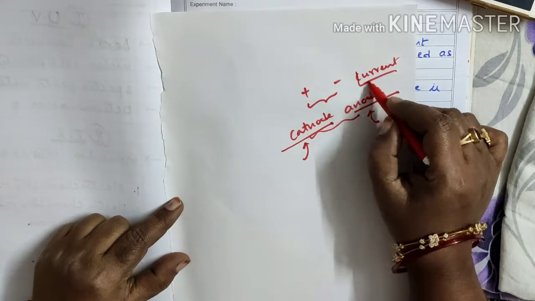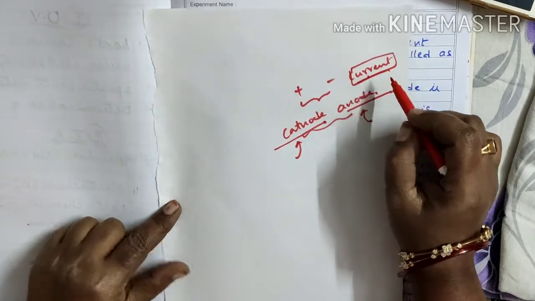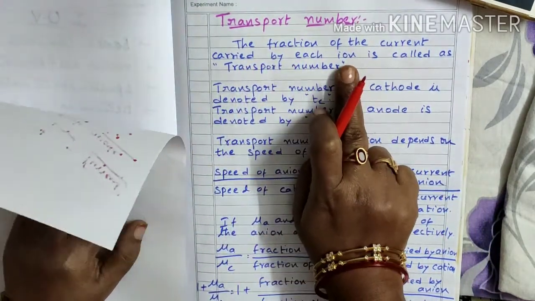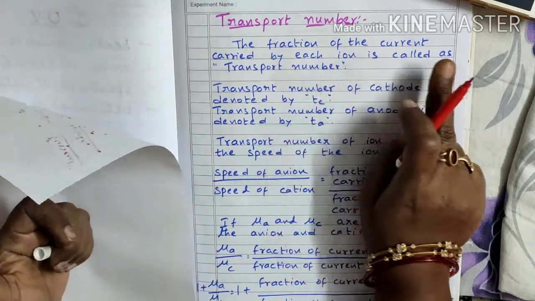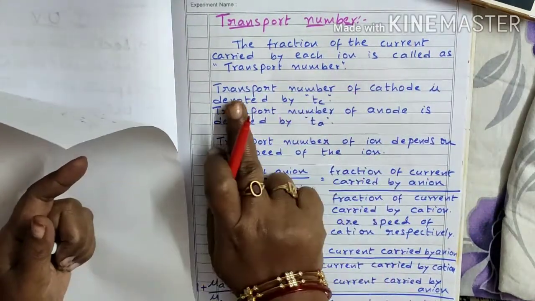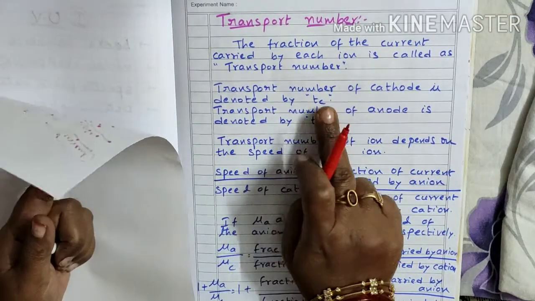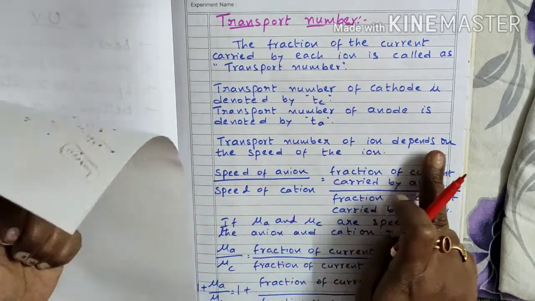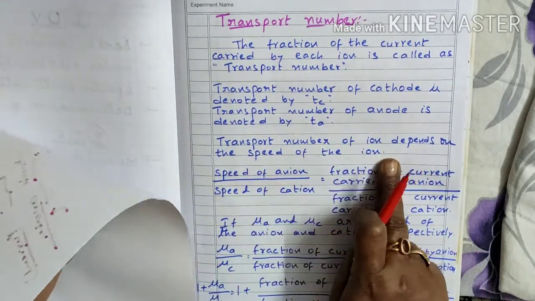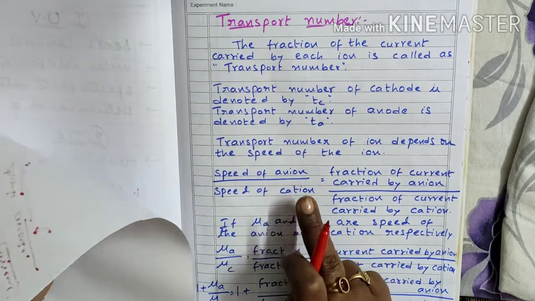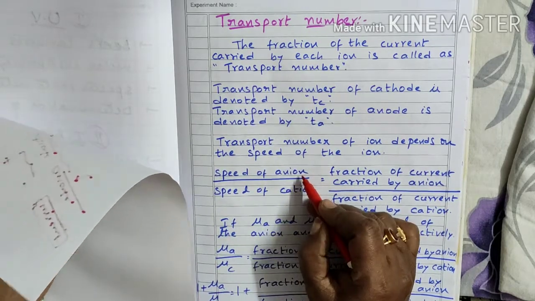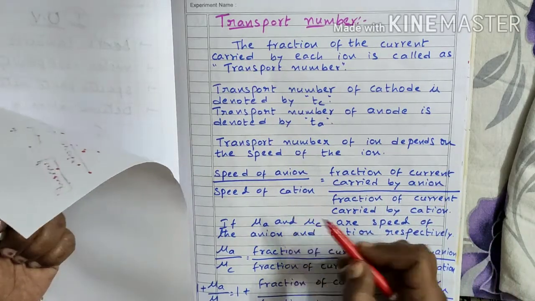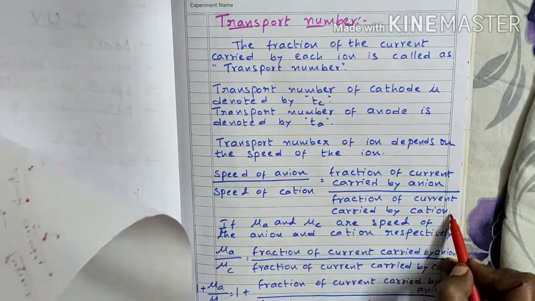So the result is the current. The fraction of current carried by each ion, whether a positive ion or a negative ion, is called the transport number. The transport number of the cation is denoted by Tc, and the transport number of the anion is denoted by Ta. The transport number of an ion depends upon the speed of the ion, the speed of the anion and the speed of the cation. Anion speed is related to the fraction of current carried by the anion, and cation speed to the fraction of current carried by the cation.